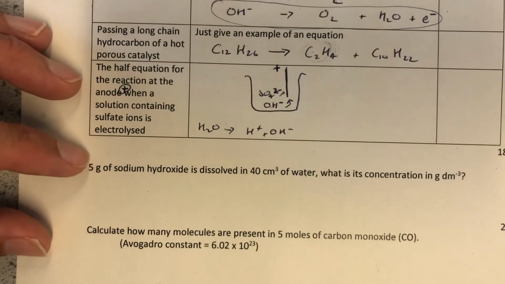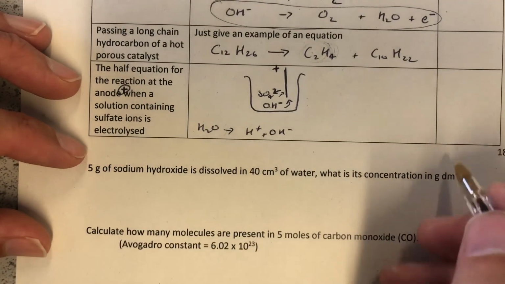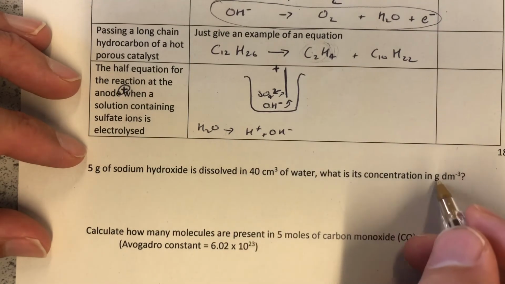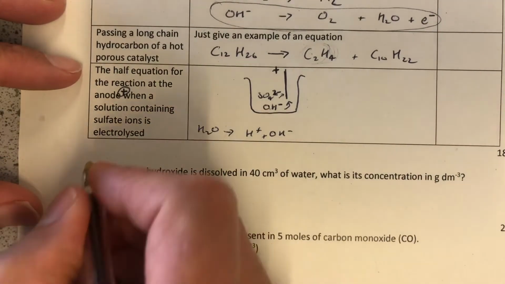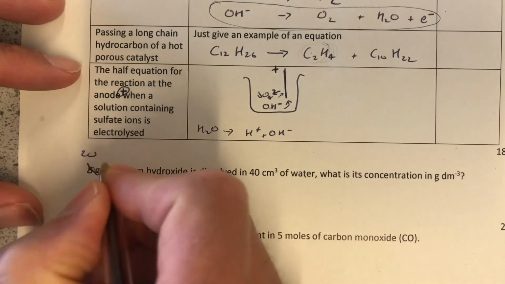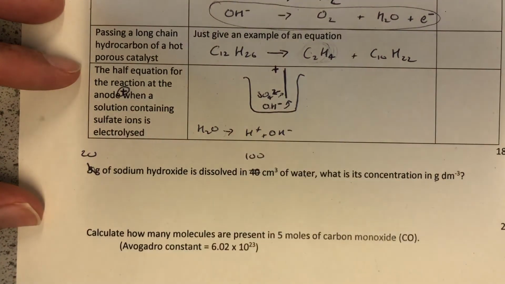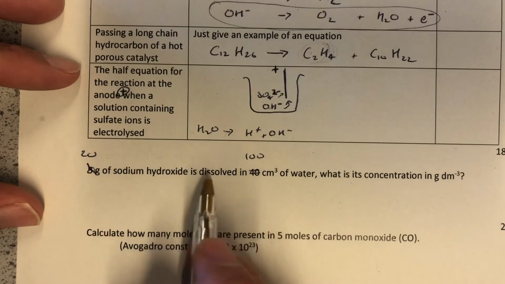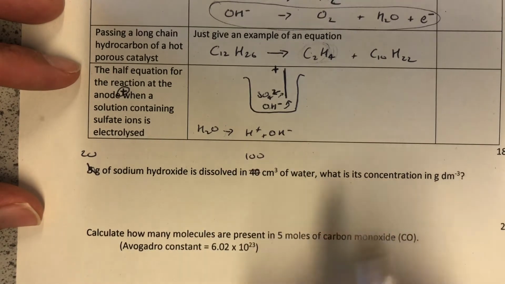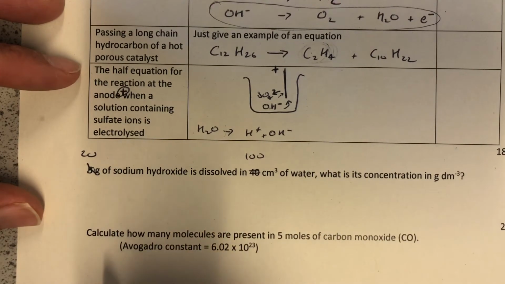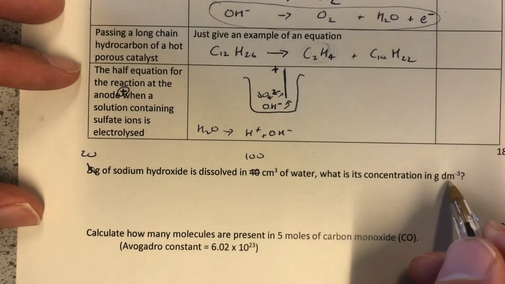All right, some calculations to finish off. It's quite difficult homework. Concentration calculations. What is the concentration in grams per decimeter cubed? Well, I'm not going to do this one. Let's say we start with 20 grams and maybe 100 centimeter cubed of water. 20 grams of sodium hydroxide is dissolved in 100 centimeter cubed of water. What is its concentration?